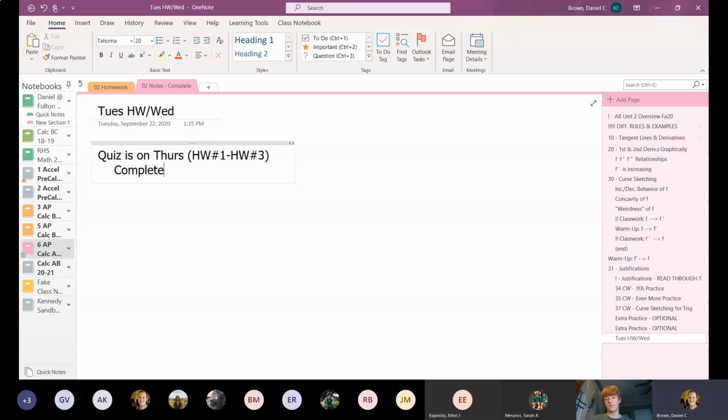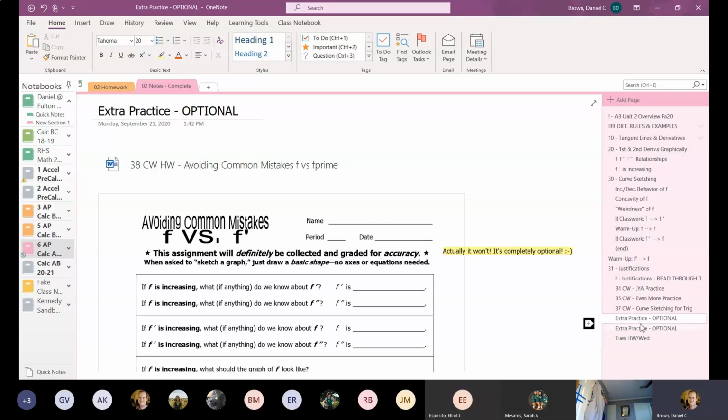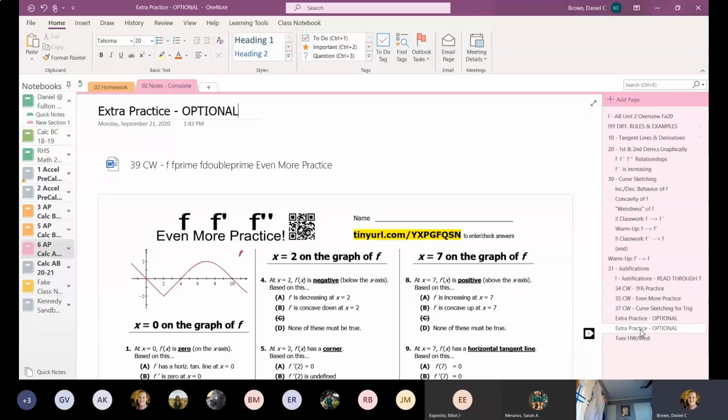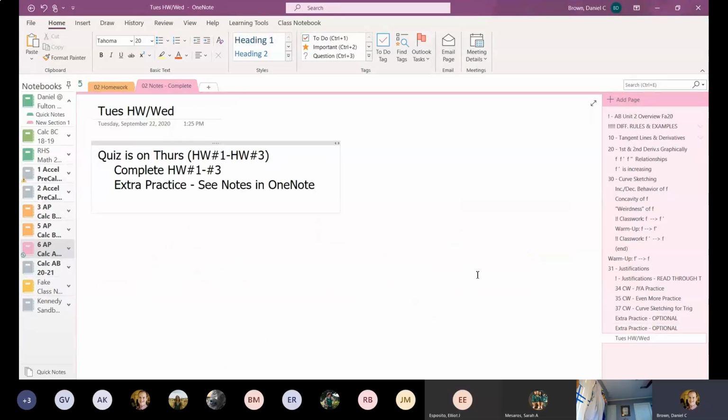So things you first want to do is to make sure you complete homeworks number 1 through number 3. If you need some extra practice, see the notes tab in OneNote. And I have added 2 extra practices. They are both optional, but they're things that you can look at and check your answer to kind of see how you're understanding these problems. You can also, if you go to the answer key folder, there is last year's quiz in that folder for you to look at.